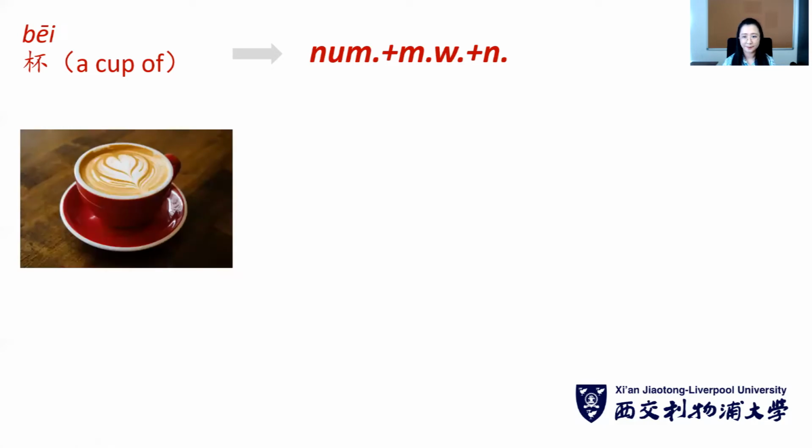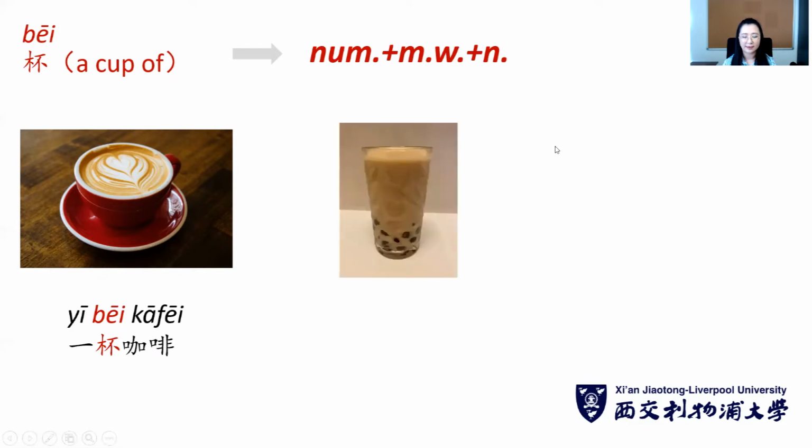For example, if I want to say 1 cup of coffee, for number, that is 一. Measure word, 杯, and noun, 咖啡. So a cup of coffee, how to say that? 一杯咖啡. Okay, a cup of milk tea. How to say that? Good. 一杯奶茶.